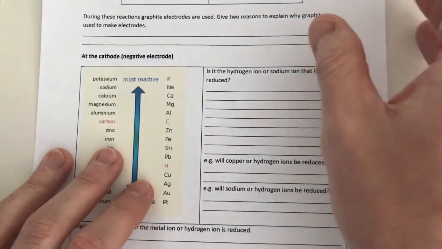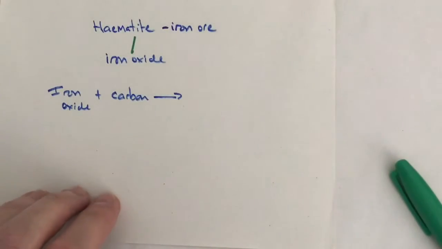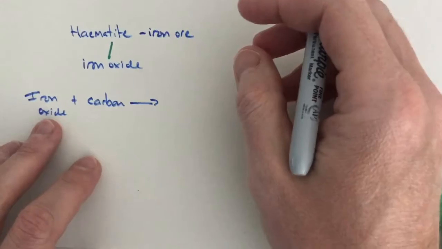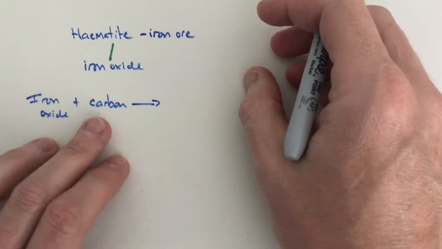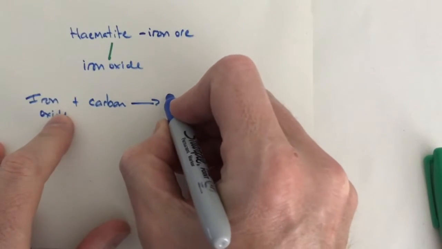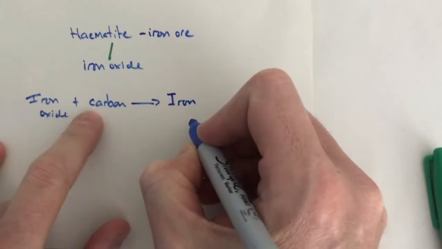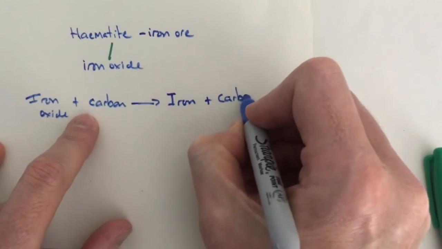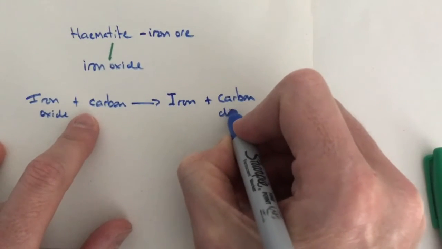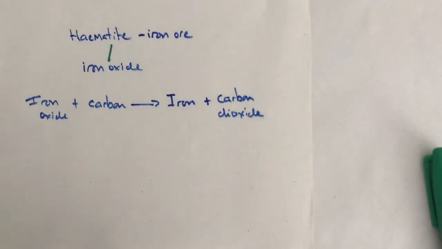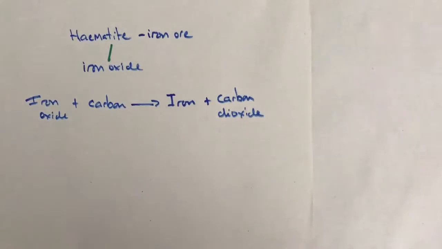And the way that works, as you can see here, is this equation. So we take our iron oxide that we've got from the ground, react it with carbon. Carbon is more reactive, so carbon is going to displace the iron from the iron oxide, leaving us with iron displaced and carbon dioxide forming. Okay, we'll do a simple equation in a second. Before we do that, let's have a quick look at something here.